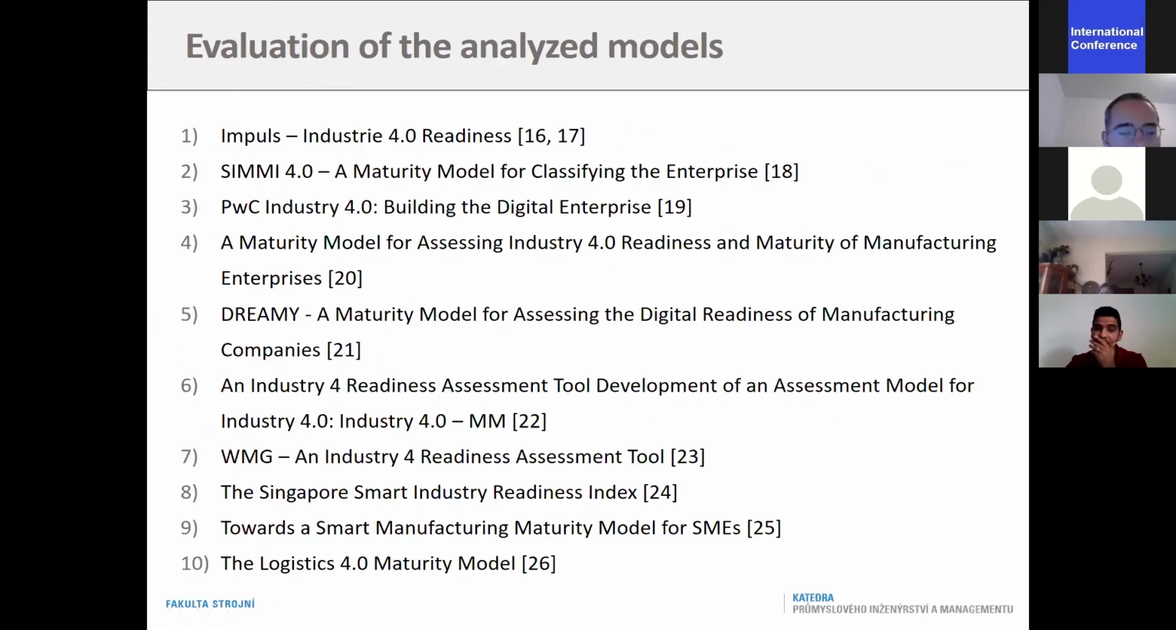On this slide, you can see all the models, which are, of course, described in the article itself. And you see Impulse, SIMMI model from PwC, industry. This is a maturity model for assessing Industry 4 readiness. DREAMY, Industry 4 readiness assessment for development of an assessment model for Industry 4.0. WMG model, Singapore Smart Industry Readiness, toward a smart manufacturing maturity model, and of course, Logistics 4.0 maturity model. These were the main principal models that we tried to analyze, and we tried to find the Logistics 4.0 factor here.